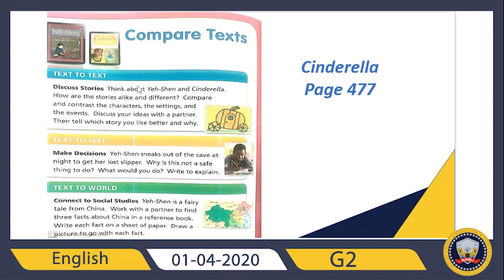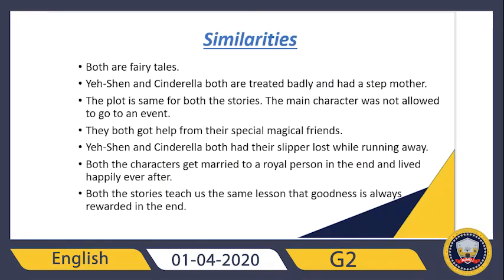Let us compare them. Let us see how they are alike and how they are different. Can you think? Let us do it together. Similarities. How they are same. Both are fairy tales. So both the stories are fairy tales. Yi Shen and Cinderella both are treated badly and had a stepmother. So both of them had stepmother. The plot is same for both the stories.